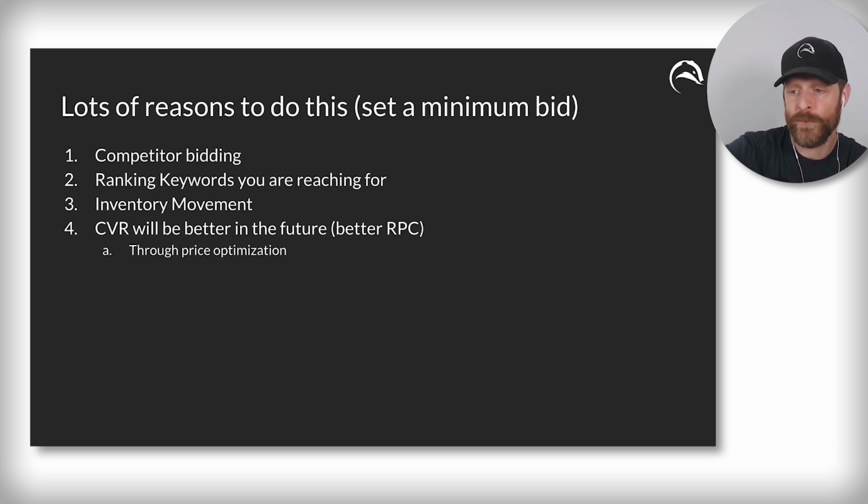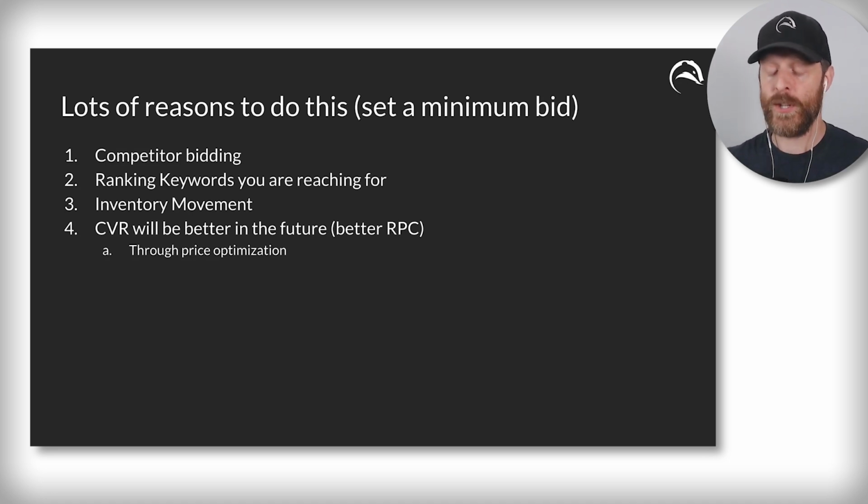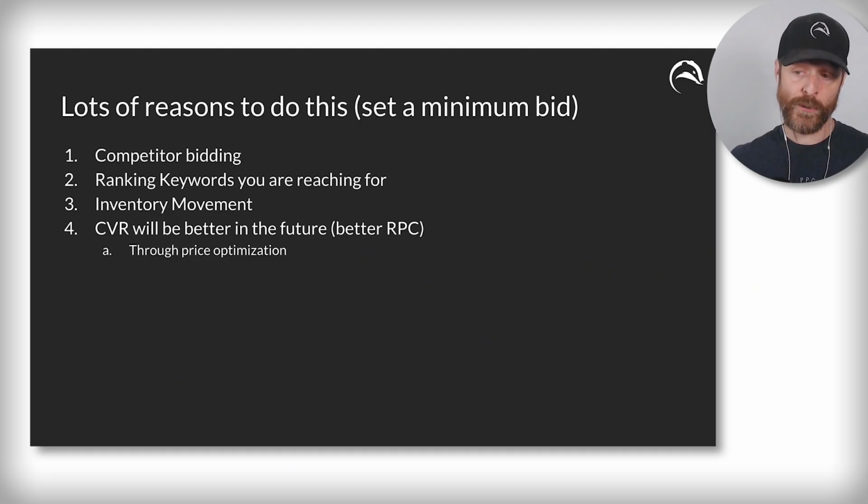Ranking keywords: you're reaching for a really juicy keyword you want to rank for. It might have a performance that you don't love, like a revenue per click or an ACoS you don't like, but you don't want to go below something. So you set a minimum bid. How about inventory management? I want a certain amount of clicks every day for a particular product. So I'm going to set a minimum bid so that I don't take away all my click velocity. And conversion rate will be better in the future.